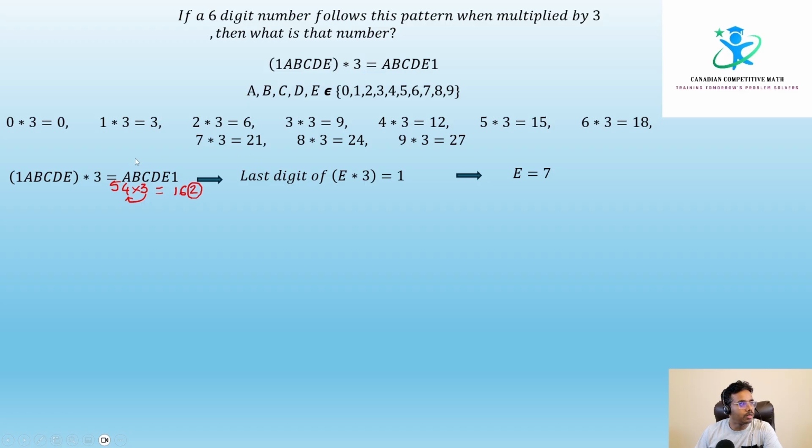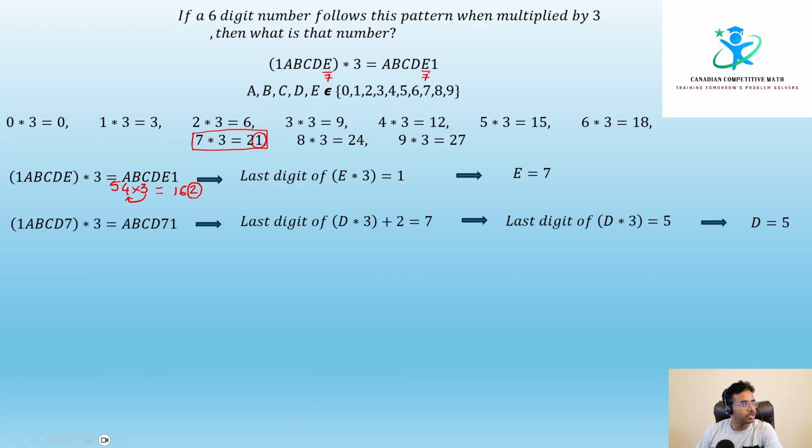So for what digits is this possible? The only possible digit is 7. Only when E equals 7, we have the final digit as 1. So the solution is E equals 7. Now we found out what E is. So let us substitute 7 here and 7 here. So now what we did, we substituted 7 here and we substituted 7 here.